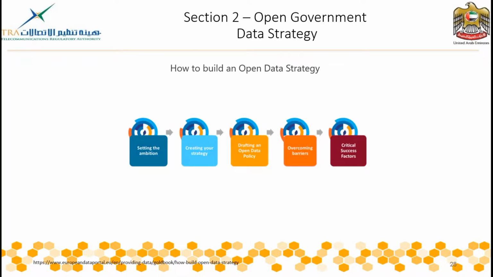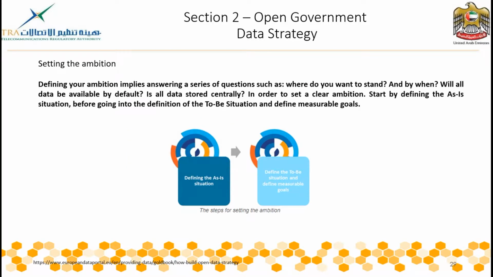There are 5 steps to build an open data strategy: setting the ambition, creating your strategy, drafting an open data policy, overcoming barriers, and critical success factors. So first, setting the ambition.